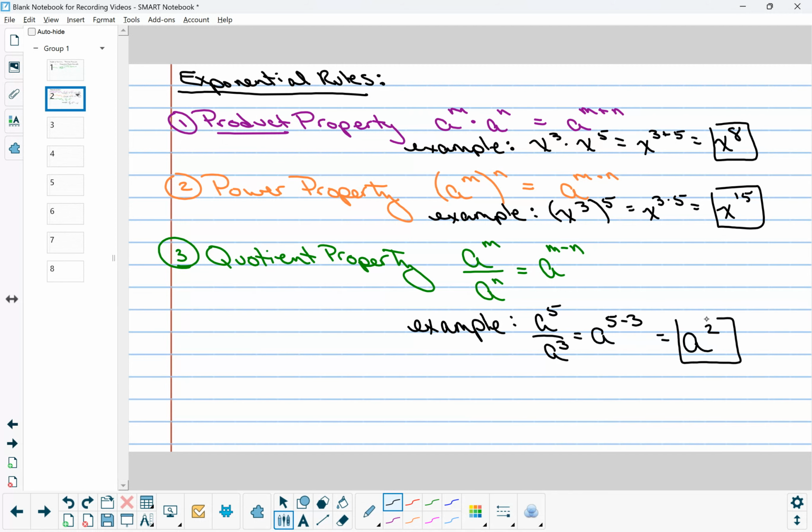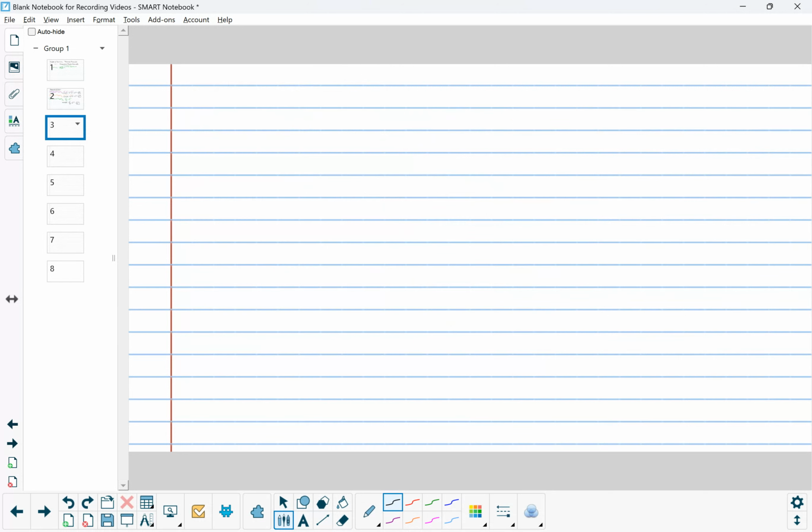All right. Okay, so number 4 is the negative exponent property, but I'm going to do that one on the next page. So this one is going to be, what's this, number 4, right? Negative exponent property.